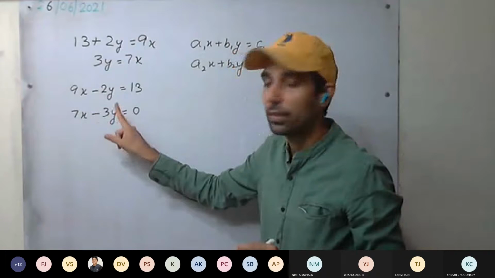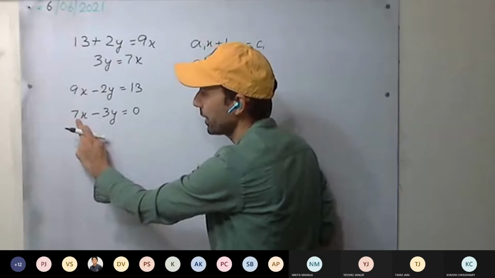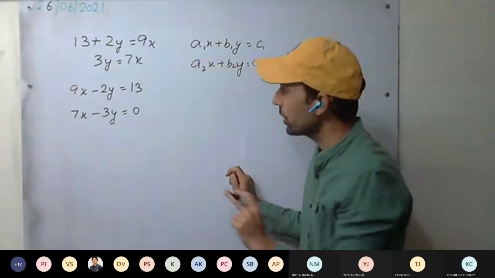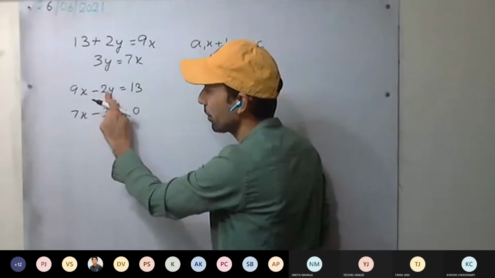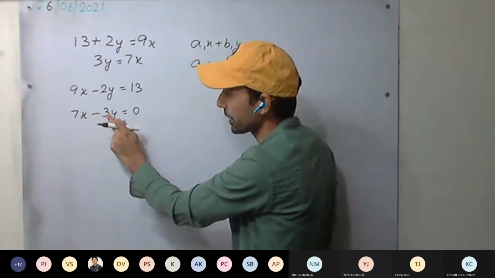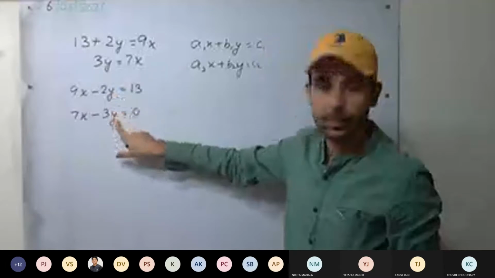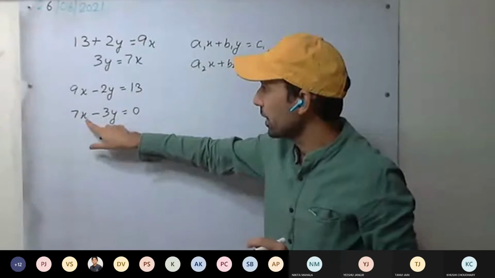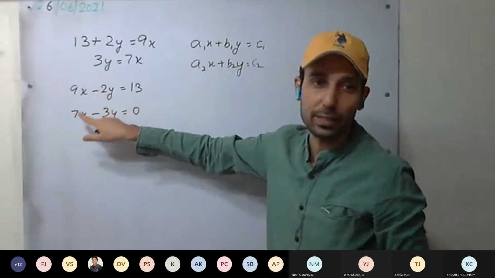Now see how we can make them equal. Either we multiply the first equation by 7 and the second equation by 9, and the coefficients of x will become equal and we can cancel. Or we multiply the first equation by 3, so it becomes minus 6, and the second equation by 2, it will also become minus 6. Now by subtracting, we can cancel the y term. Which is easier, cancelling the x term or the y term? Y is easier, because we have to multiply by smaller numbers.